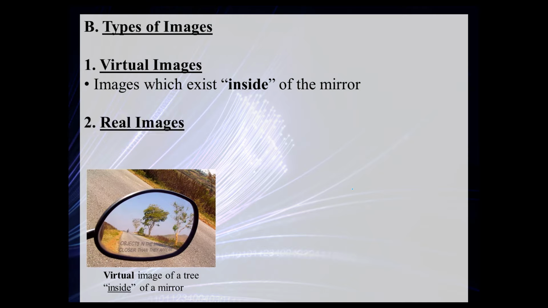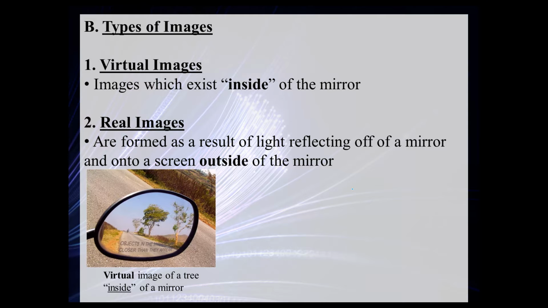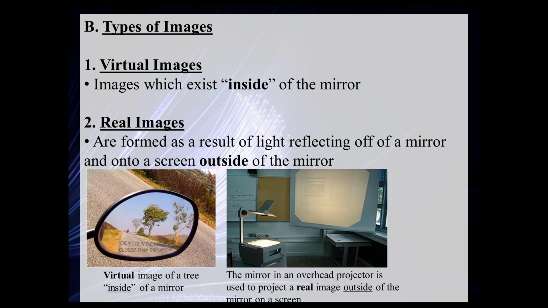A real image, this one's a little more complicated to explain. Real images are formed as a result of light hitting a mirror and reflecting, and then being projected onto a screen outside of the mirror. Here's an example of this. We don't really use these anymore. I think I might use an overhead projector once in my classes all year, but overheads used to be used pretty commonly to display notes and whatnot.